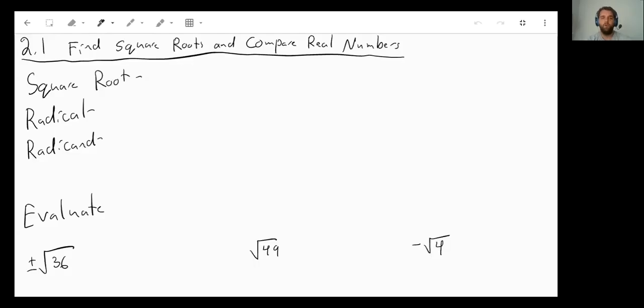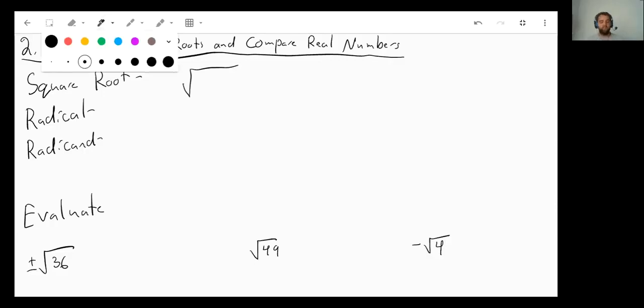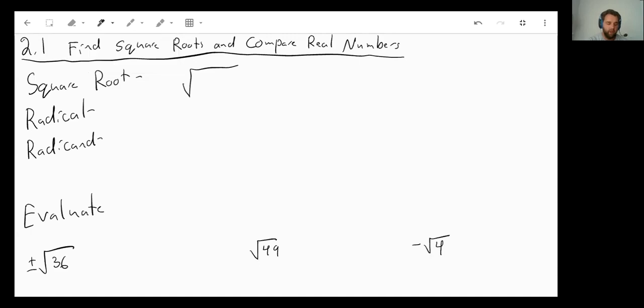Welcome to Lesson 2.1, Find Square Roots and Compare Real Numbers. Now, I know you've worked with square roots for years. Your square root is just that symbol that looks like this. Two pieces of the square root that you might not be familiar with the names of are the radical and the radicand. The radical is the sign, like this actual symbol of what we call a square root. The radicand is the part that goes on the inside.